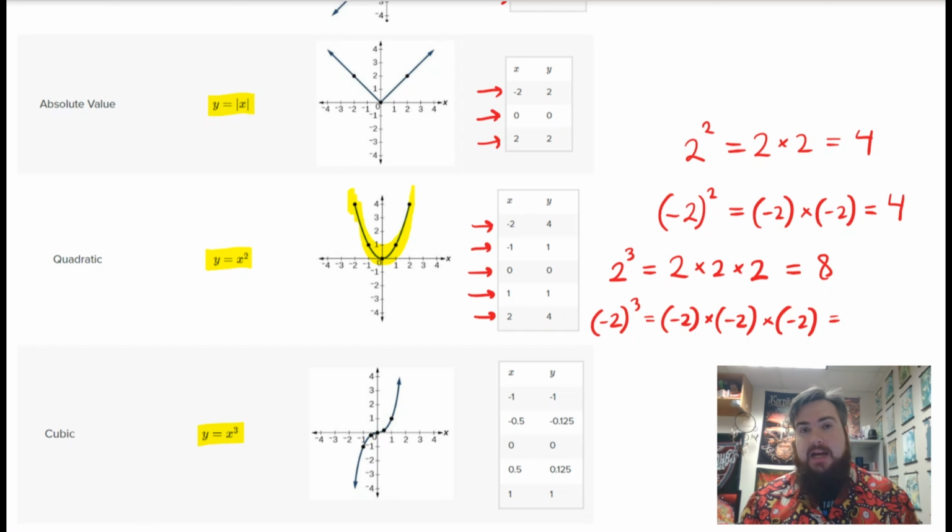Negative 2 times negative 2 we just did is a positive 4, but then multiplied by another negative 2 will overall give you negative 8. So unlike the quadratic graph, this is not going to give you the same output when you plug in a positive or negative version of a value. You will get positive and negative values back in return. This is why this graph is not exactly as symmetric as before, or at least not about the y-axis there.